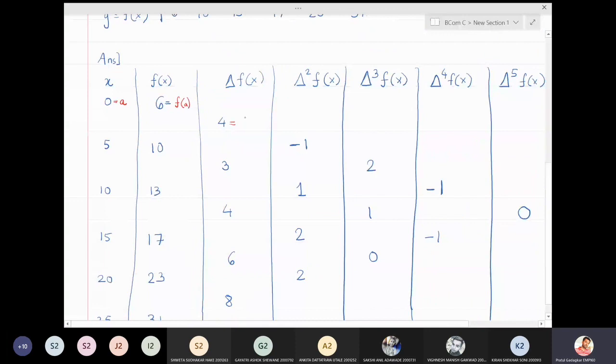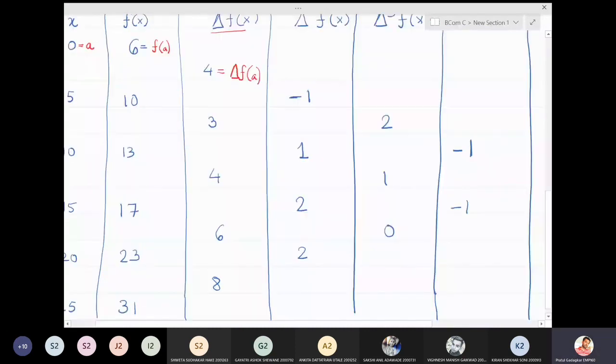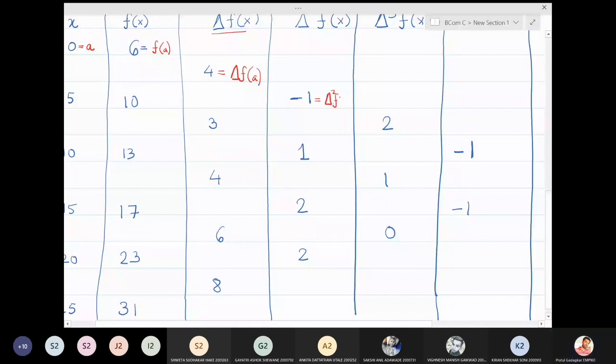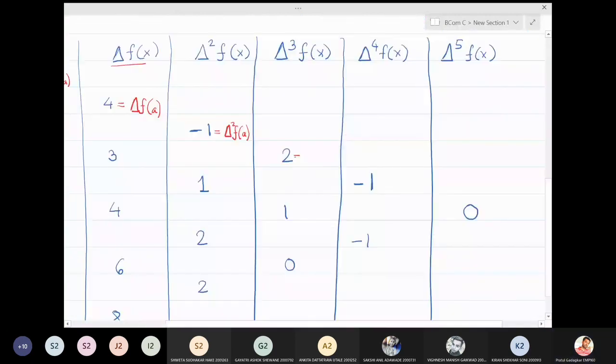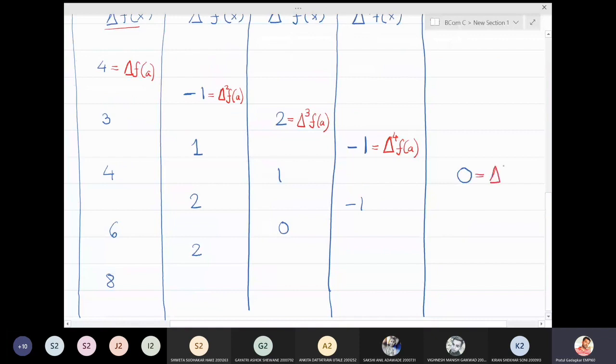I'm going to call it delta F of A because it is coming from the column delta, right? Who is this person? This person is delta square F of A. This next person is delta cube F of A. This is delta raised to 4 F of A. And last is delta raised to 5 F of A. Okay, these are the values.